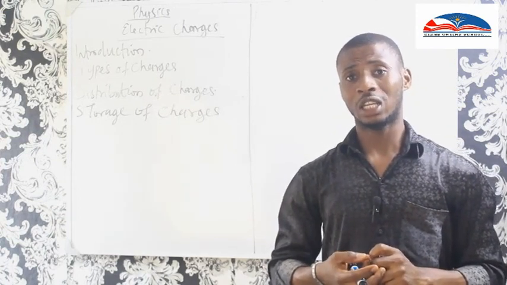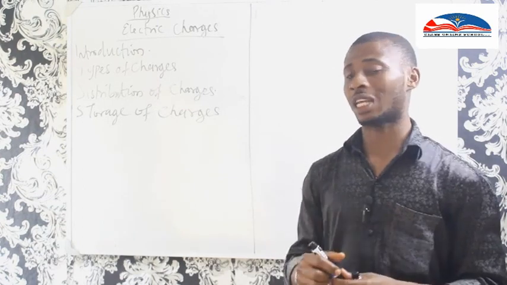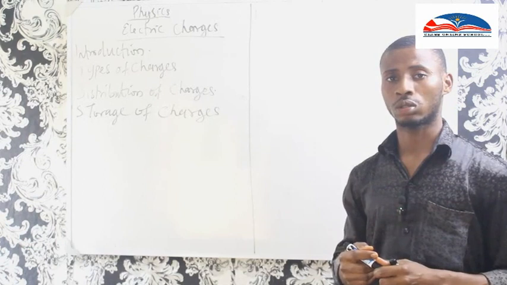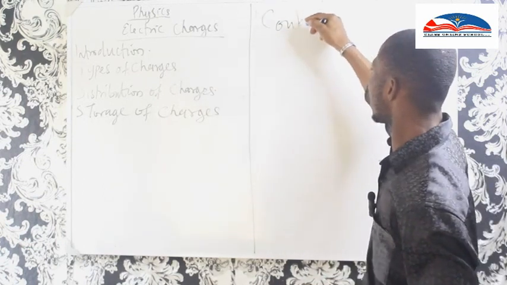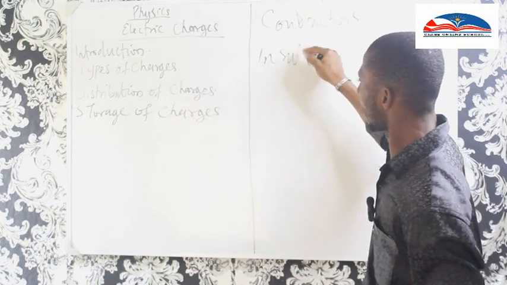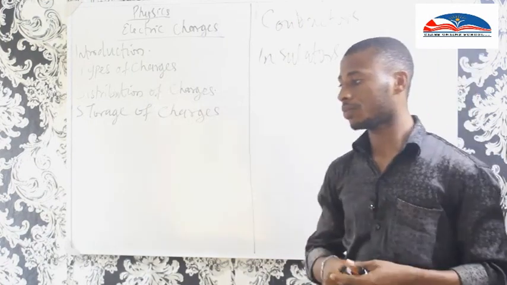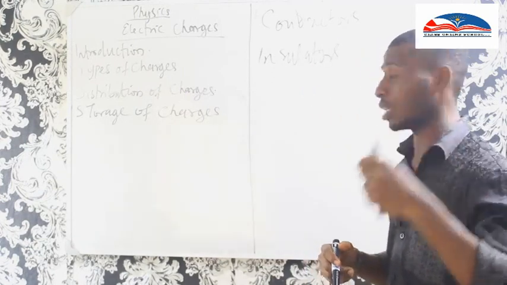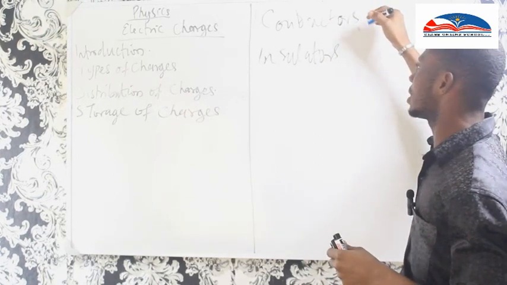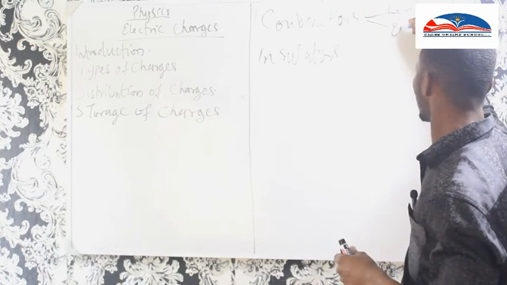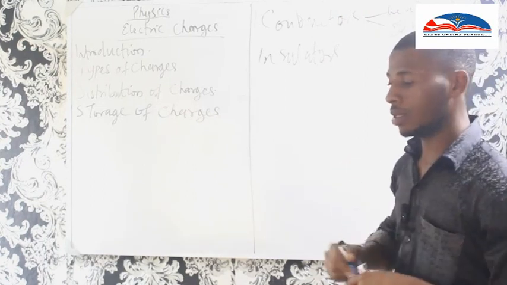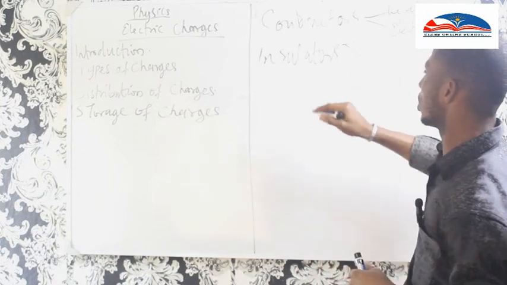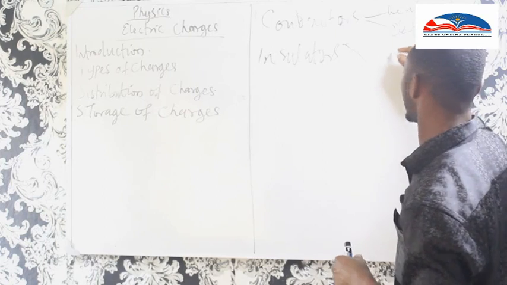Now we would like to know the types of charges that are produced. Before that, I would like us to know what we call conductors and non-conductors, also called conductors and insulators. A conductor is an item that allows electricity or heat to pass through it. Insulators don't allow electricity or heat to pass through. That means conductors allow and insulators don't allow.